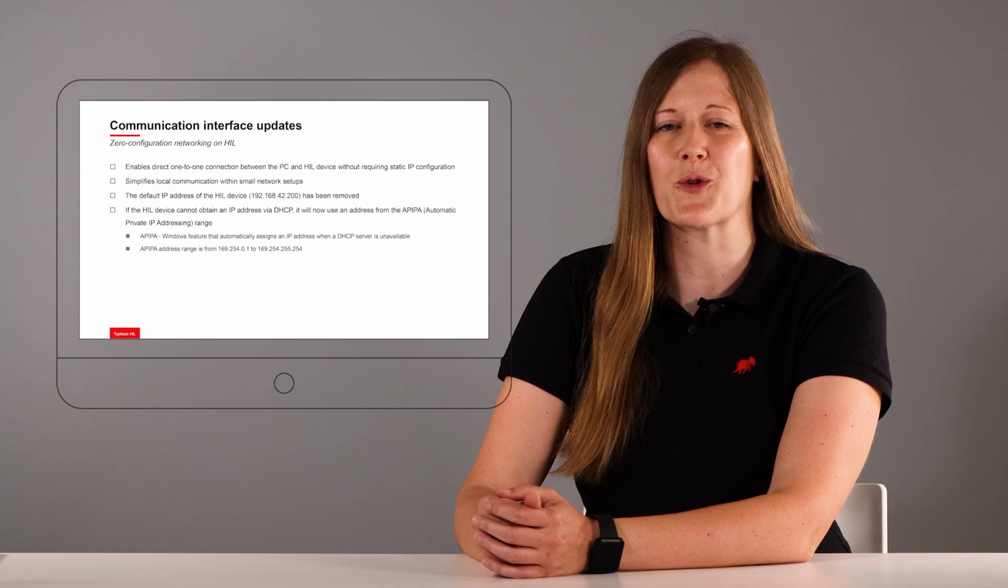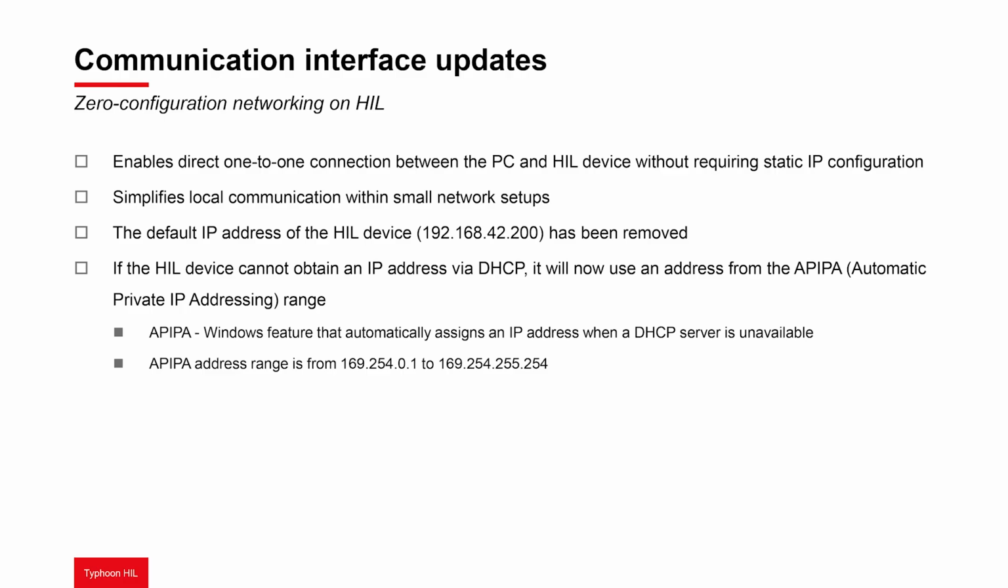With this release, Ethernet connection with the Hill device has been made more convenient. The default IP address for the Hill device has been removed, so it is now possible to have a direct one-to-one connection between the PC and the Hill device without requiring static IP configuration. Now, if the Hill device cannot obtain an IP address via DHCP, it will use an address from the automatic private IP addressing range. For more information on this, please refer to the documentation links below. This improvement simplifies local communication within small network setups.